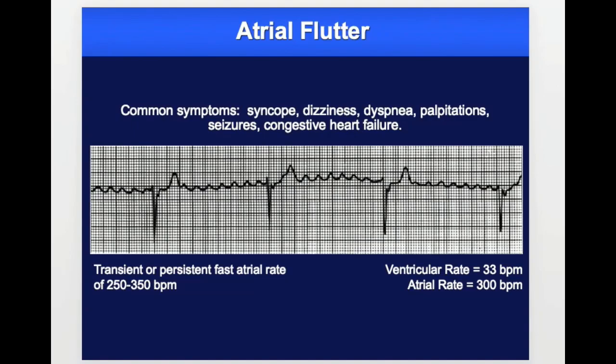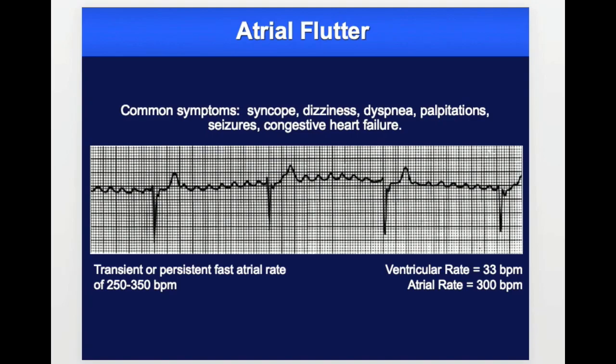The atrial flutter is a transient or persistent fast atrial rate, usually between 250 to 350 beats per minute, with a controlled ventricular response. The P wave usually has a sawtooth appearance with a 2:1 or 3:1, even a 4:1 block. The common symptoms include syncope, dizziness, dyspnea, palpitation, and seizures. If untreated, it leads to congestive heart failure.